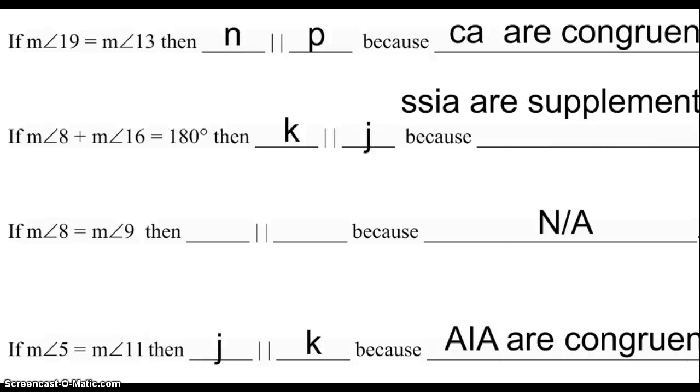And 5, the measure of angle 5 equaling the measure of angle 11, would prove that J and K are parallel because AIA are congruent. Okay, so hopefully you would be able to answer any style of these questions, and I'll see you tomorrow.